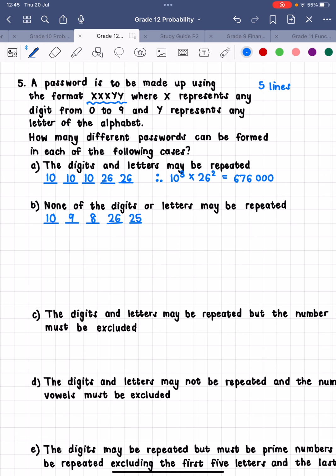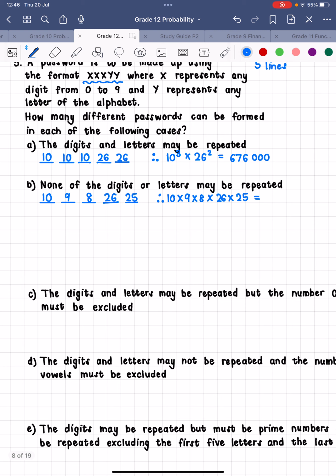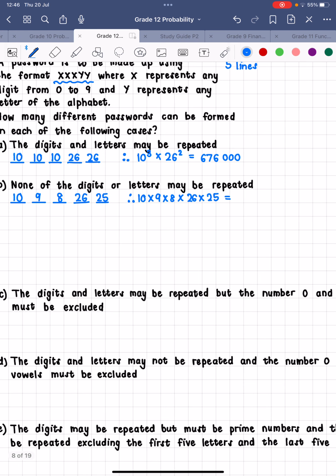Now guys, here you can't use factorial. Because factorial, if you wanted to write 10 factorial, that would be 10 times 9 times 8 times 7, 6, 5, 4, 3, 2, 1. So we can't use factorial here. We are going to have to just write out 10 times 9 times 8 times 26 times 25. You can only use factorial if it's all the numbers from the first one to 1 that you're timesing together. Let's see what we get for that. 468,000.